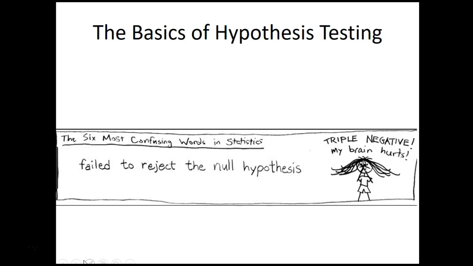So first off, hypothesis testing can be very confusing. An example is one of the concluding sentences you might state, like "failed to reject the null hypothesis," a triple negative. So expect your brain to hurt sometimes, and that's fine. It will fall into place as we go.